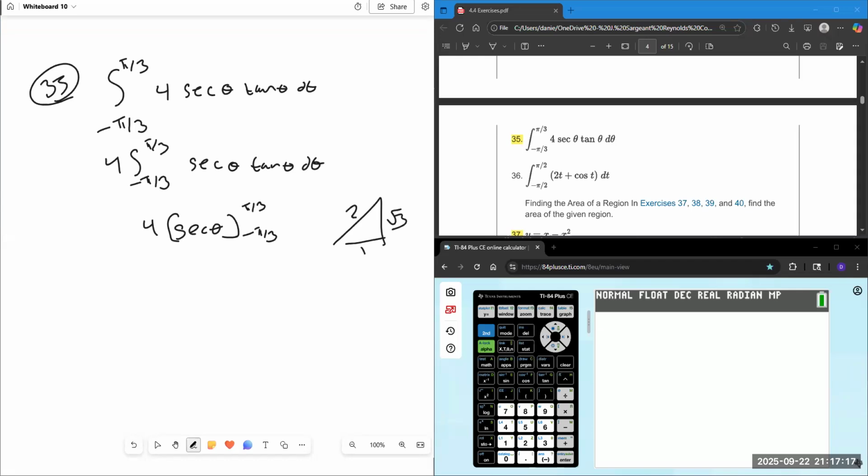So secant of pi over 3 is 2. Minus, and then secant is an even function, so it's going to be another 2 when I change the angle there. 4 times 0 is 0.